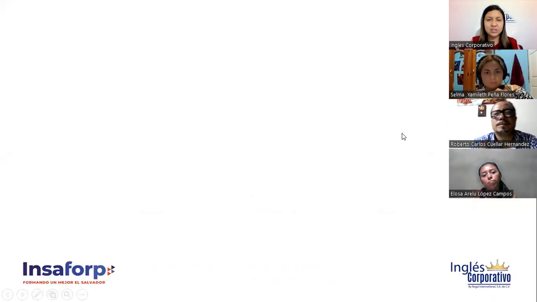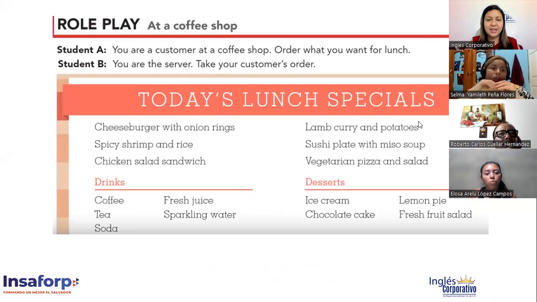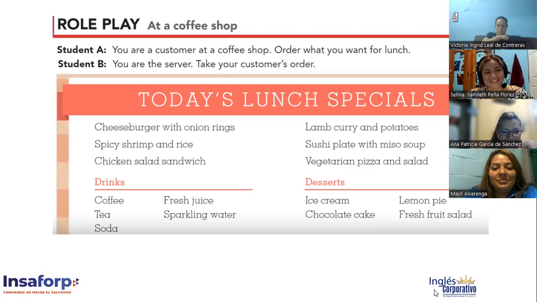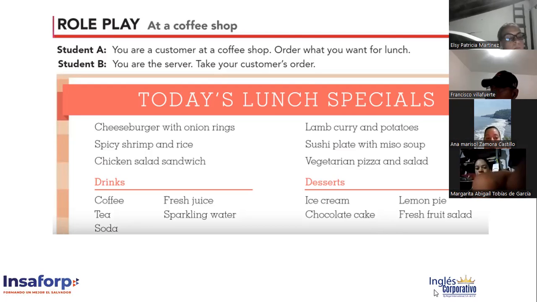It says today's lunch specials. Can somebody please read the lunch specials? I would like another person, Robert, because they already participated. Only the lunch specials. Cheeseburger with onion rings, spicy shrimp and rice, chicken salad sandwich, lamb curry and potatoes, sushi plate with miso soup, vegetarian pizza and salad. Okay, any other person please would like to read the drinks?